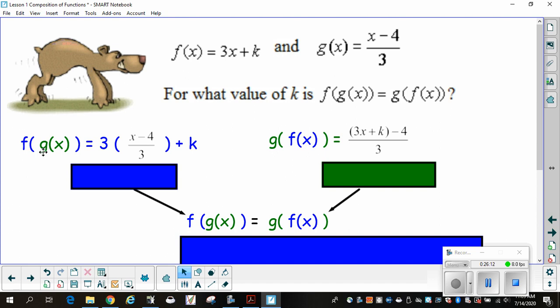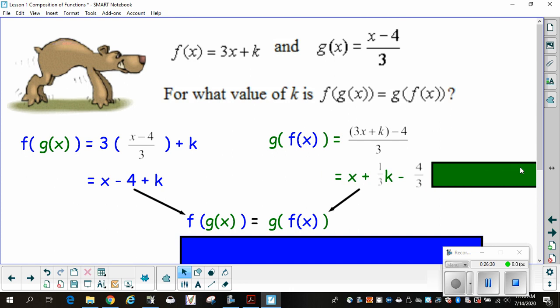f of g of x. So I'm going to put the (x minus 4) over 3 in for the x. Notice I've got the k here. So I find f of g of x. That's x minus 4 plus k. g of f of x. I plug this in, and I get x plus 1/3 k minus 4/3.